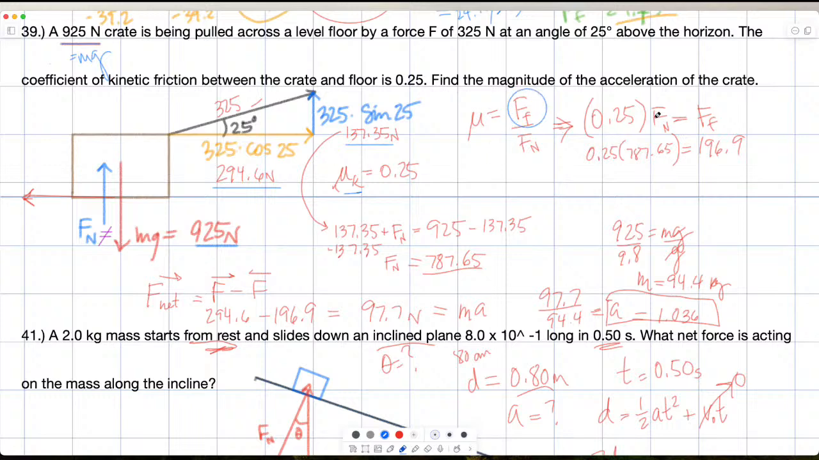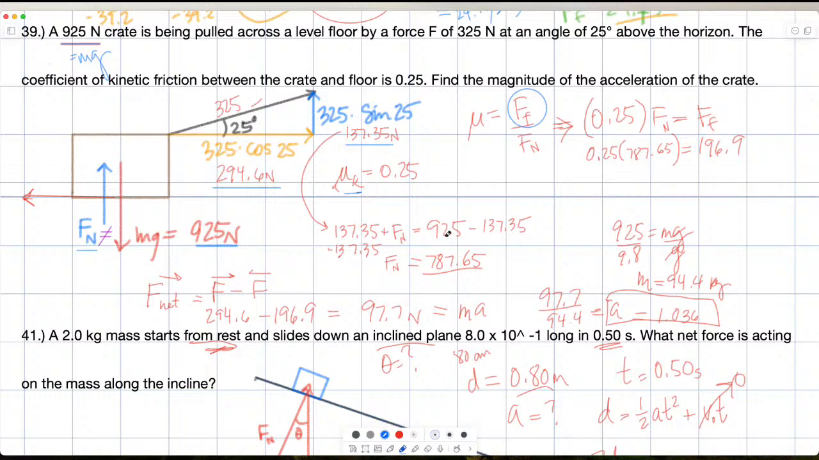That means our friction force is equal to 0.25 times 787. My normal is 787.65. Now, how do I know the normal is 787.65? Because the normal force is not equal to mg. 925 is mg. The reason I know it's not equal is that we've got an up force pushing right here, which is 137.35. And that plus the normal force is equal to 925.